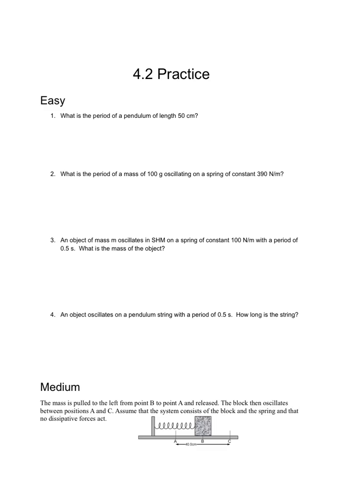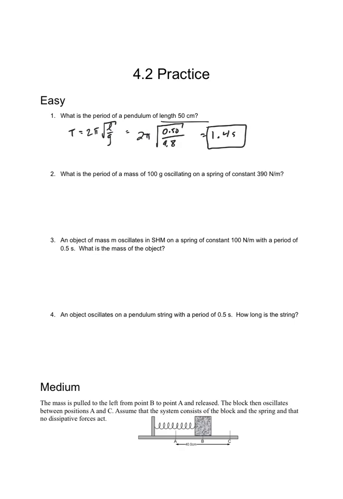So with our easy problems, with our first problem, we're being asked to find the period of a pendulum of length 50 centimeters. So I know period is given by 2 pi times the square root of L over g for a pendulum. Thus, my period here is going to be equal to 2 pi times the square root of my length in meters, which is 0.50, divided by the gravitational acceleration, 9.8. Throwing that into my calculator, I get that my period is 1.4 seconds.